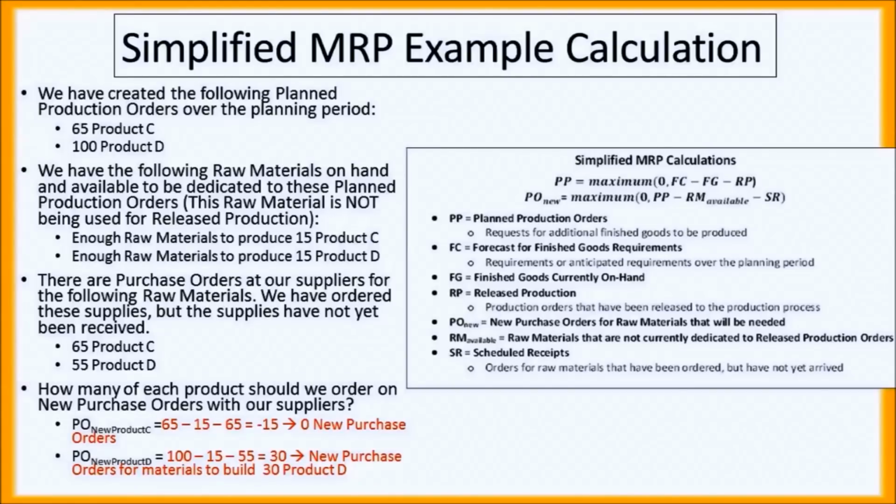For product D, we take 100, that's our planned production orders that we need to produce. We have enough materials for 15 of these, and we have orders with suppliers for 55 products worth of materials. So 100 minus 55 minus 15 gives us 30. We need new purchase orders for materials to build 30 more product Ds.